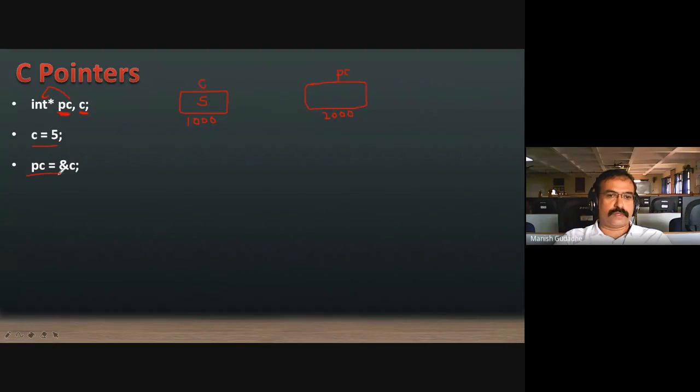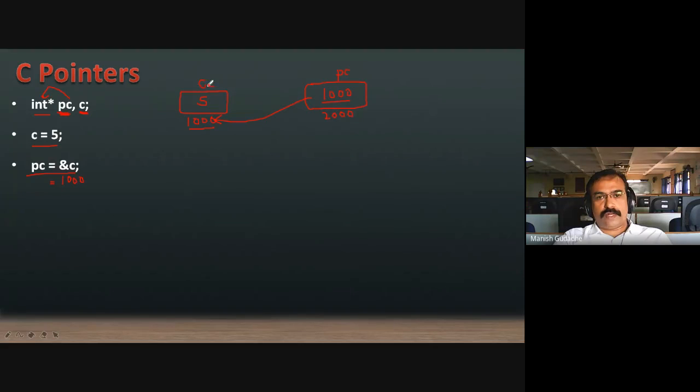Now I am coming to this statement: PC is equal to address of C. What is the address of C? 1000. So PC is going to hold the value 1000, which is the address of variable C. What is PC? PC is a pointer variable which will hold the address of an integer. So PC is holding 1000. 1000 is the address of C. C is the integer variable. So this way the pointer works.